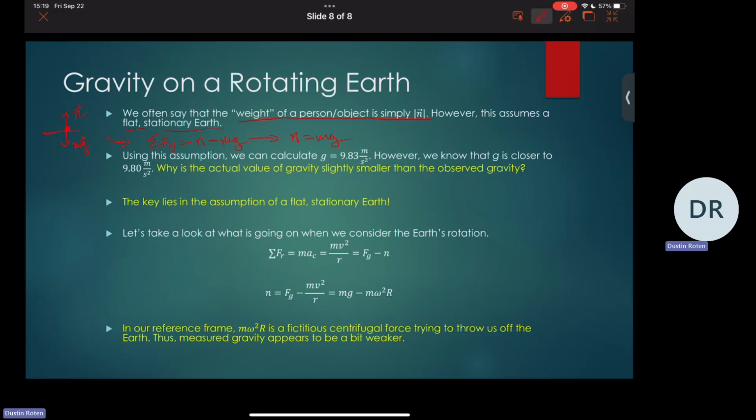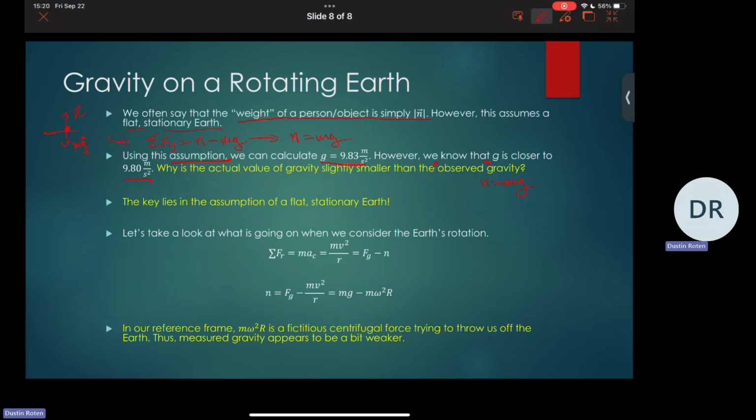However, when we actually use this assumption, we get a value of g that's about 9.83 meters per second squared, and that's just doing this simple calculation under nice controlled conditions. But we've not been using 9.83. We've been using a value of 9.8 meters per second squared. So now the question is, why is the actual value of gravity slightly smaller than the, in quotes, "observed gravity," in the case of when our normal force equals mg, if we were to calculate it that way?